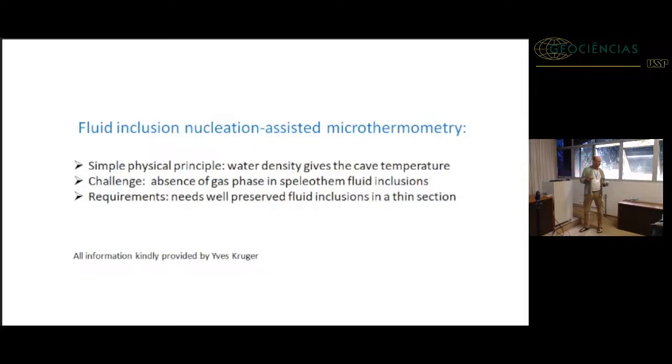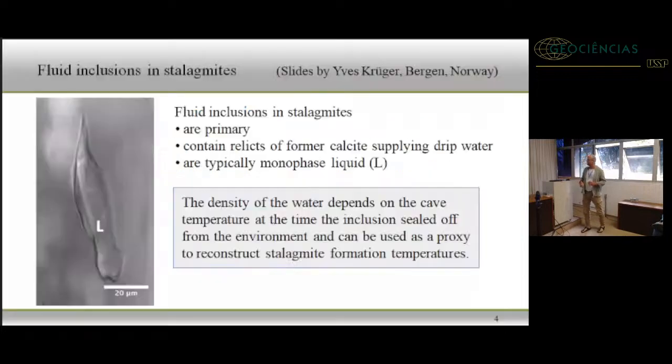You need really well preserved fluid inclusions that are still in their original state. Let's have a look. Slides by Yves, so he's the expert. Fluid inclusion stalagmites, we have one there. Typically we like to think of them as primary, so there are no secondary phases, simply because not too much is happening to them after their formation. And they obviously contain relics of the drip water, and we like the drip water because that tells us a lot about the climate.